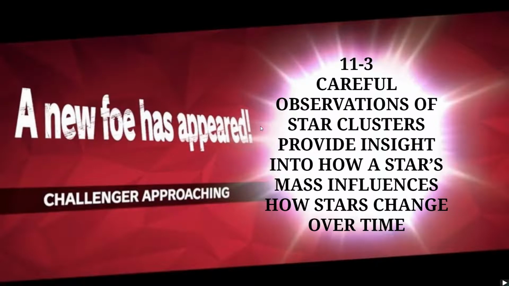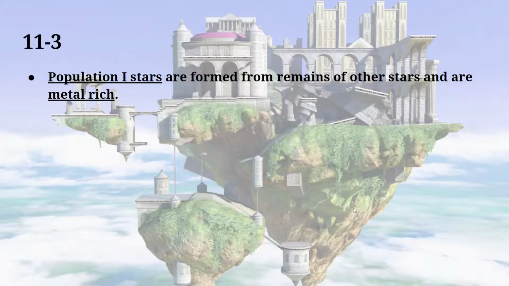That moves us on to 11.3, which is a lot shorter than 11.2 or 1. So if we look at specific star clusters, we start to see how a star's mass influences how stars change over time. Let's look at these two different types of stars. We've got population 1 and population 2 stars. Population 1 stars are formed from the remains of other stars, and they are metal rich. Remember, metal just means it's not hydrogen or helium. When we're in astronomy, that's what it means. Anything that's not hydrogen or helium.